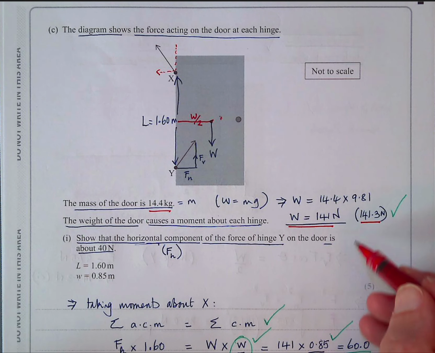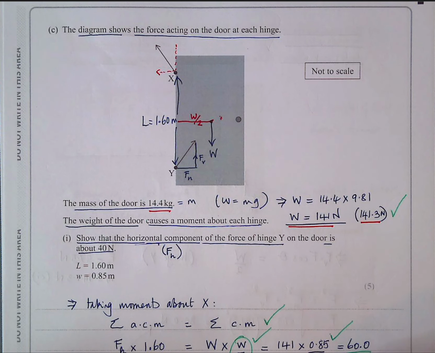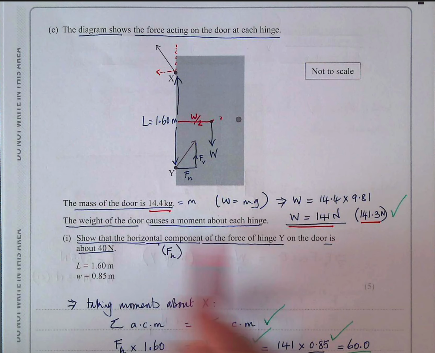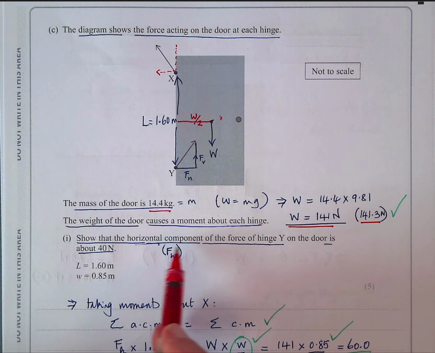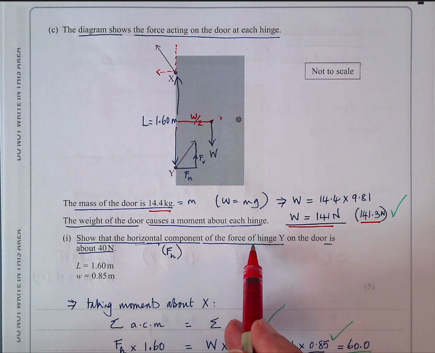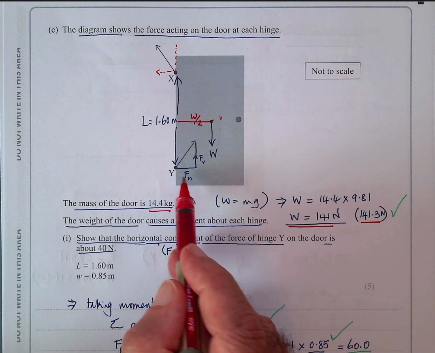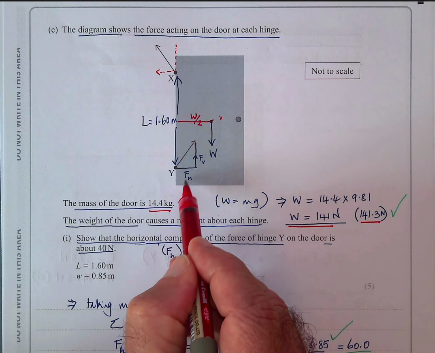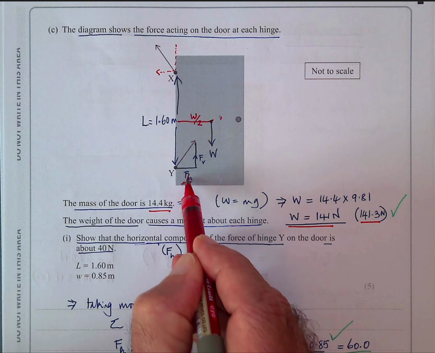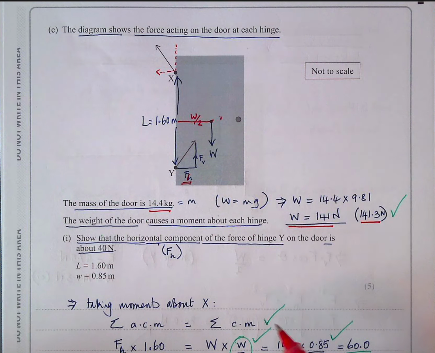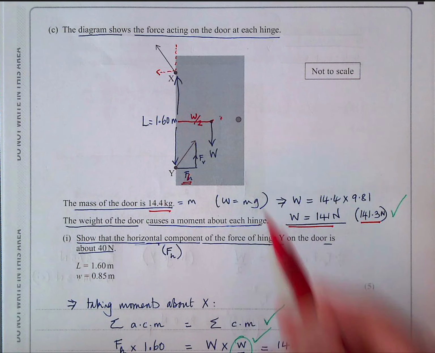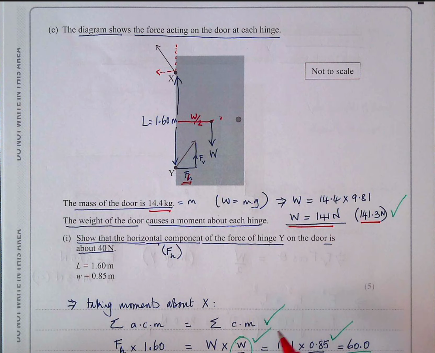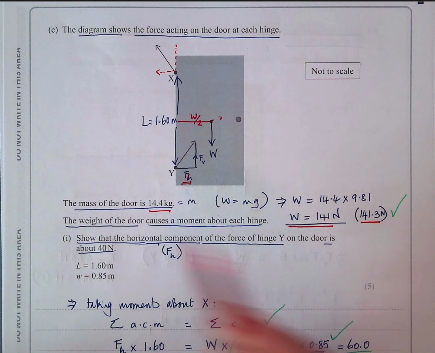Why am I putting it to 141.3? I just wanted to check whether this value later on is exactly 60.0, which is given in the mark scheme. So they've given you the weight of the door and they want you to show the horizontal component of the force of hinge Y. The horizontal component of the hinge force is at an angle in this direction. They haven't given us the angle, so we've got to do some work on that later on.